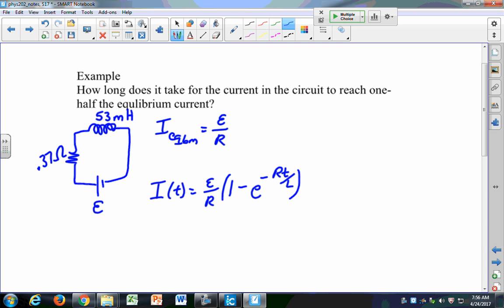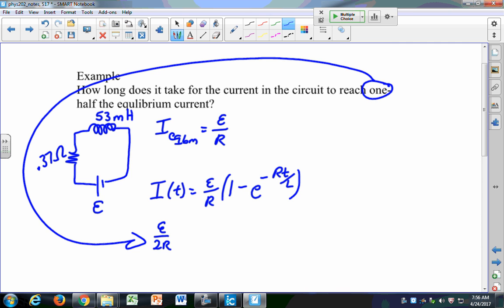All right, so now I want to say, well, my current is going to be E over 2R. That's just because I'm looking for 1/2 the equilibrium current. And that is equal to E over R times 1 minus e to the minus RT over L. Remember how to solve for functions when you have these exponentials in them? We did it on the previous test, I think. That will make us solve for t. Yeah, so you have to use the natural log function on your calculator to get rid of that exponential.